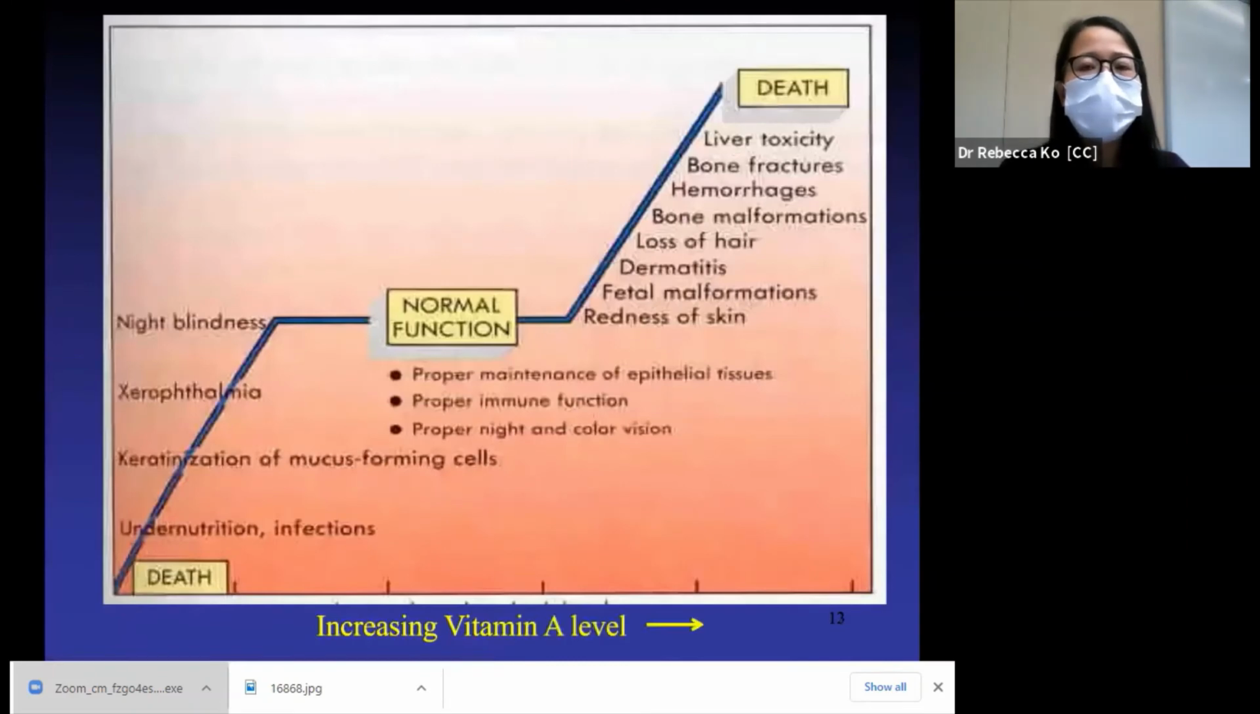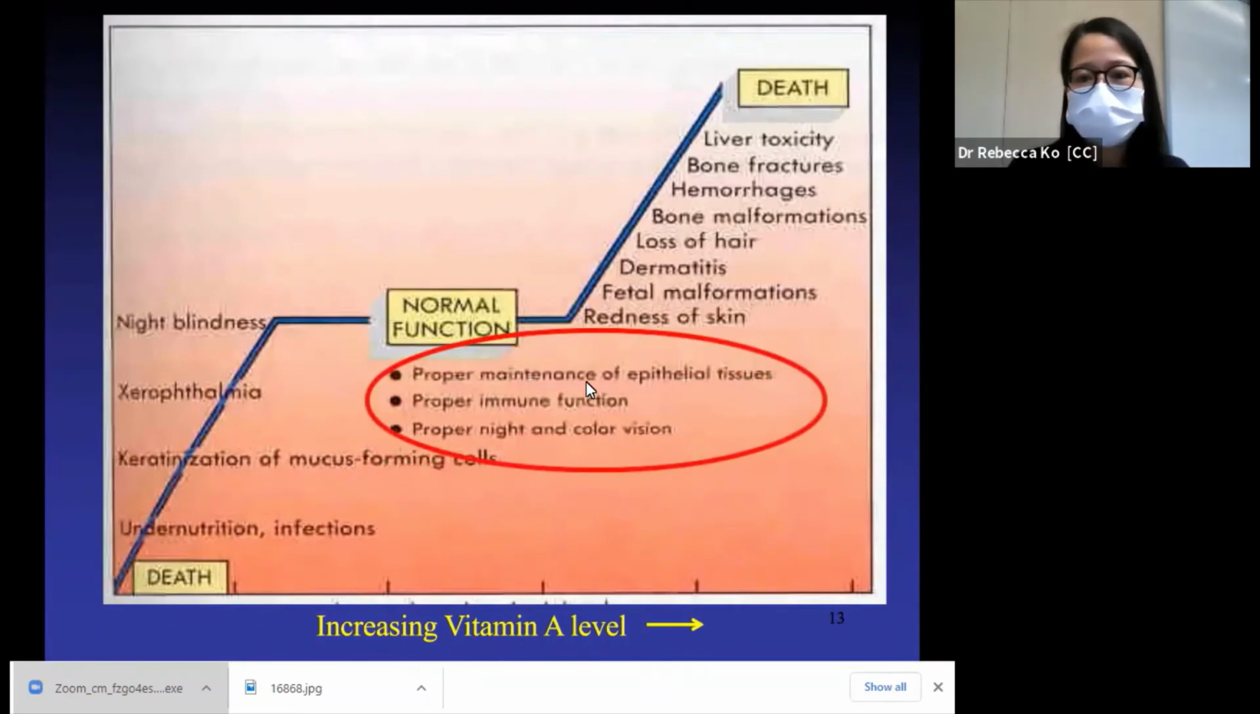This graph shows that if we have a normal intake, then everything is fine, with proper maintenance of the epithelial tissues, immune function, and light and color vision, all functioning properly when vitamin A is at a normal level. But if it's not good enough, I just shared with you the night blindness. Too much is a problem as well. And don't think that taking in vitamin A is good, so eat a lot, that will be a problem.